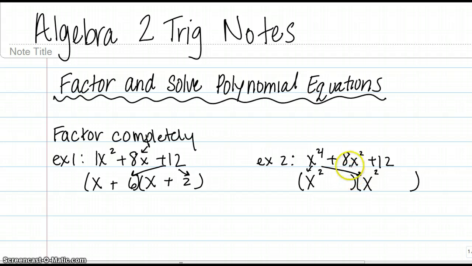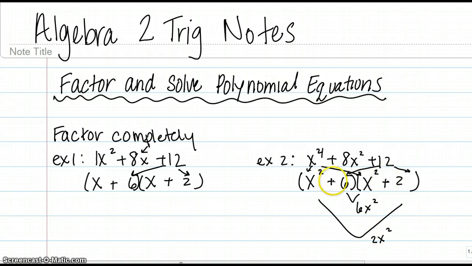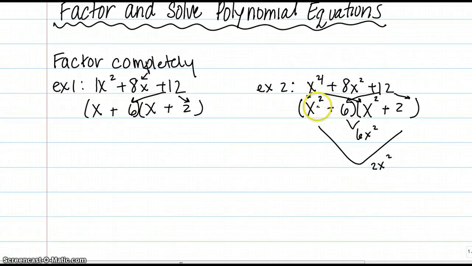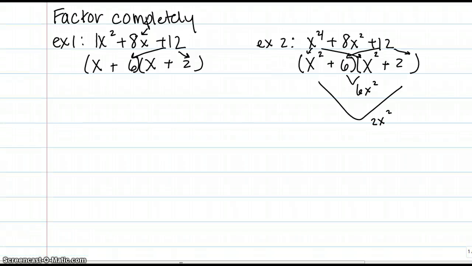And then I have 8x squared. So I still am looking to break up this last term 12, but to add up to 8x squared. Well, in this case, we're going to use the same 6 and 2, because now instead of just 6x and 2x that we had over here, we have 6x squared and 2x squared. So we still need them both to be positive. So now my middle term adds up to 8x squared. So when you see a 4 here, the process is the same. We just have to change how we split up our x to the 4th.